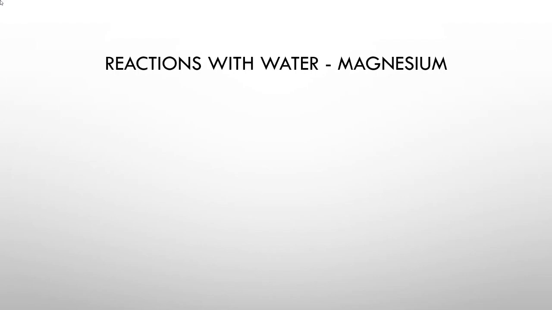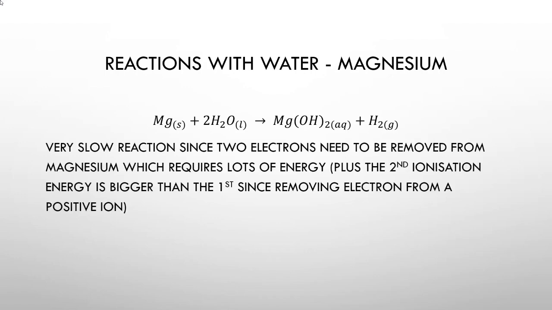Okay, so the other metal we need to know about is magnesium reacting with water. This is the equation. It forms magnesium hydroxide and hydrogen gas. In comparison to sodium, this is very slow, since 2 electrons need to be removed, and that requires lots of energy. And from atomic structure, you should know that the second ionization energy is bigger than the first, since you're removing an electron from a positive ion.